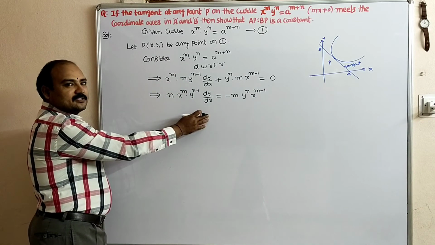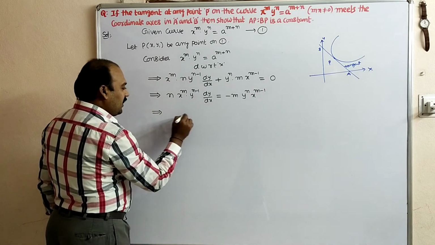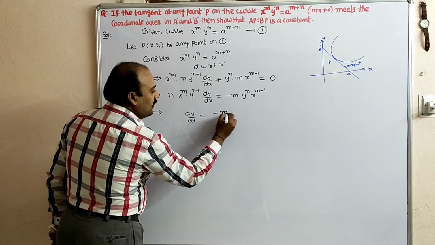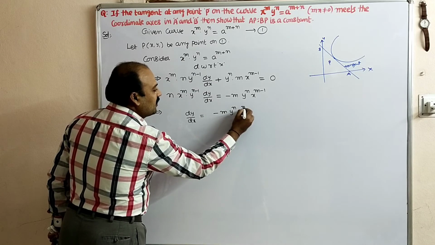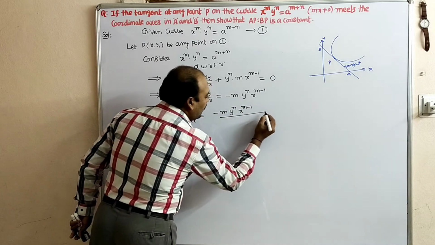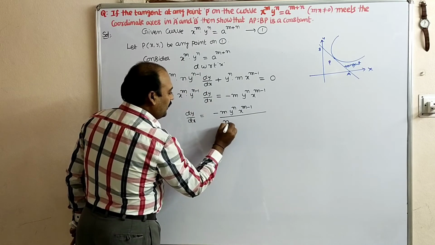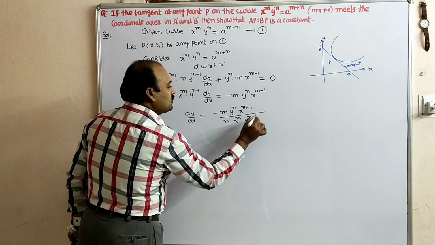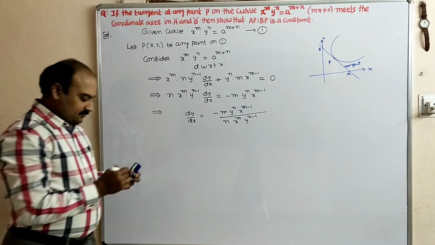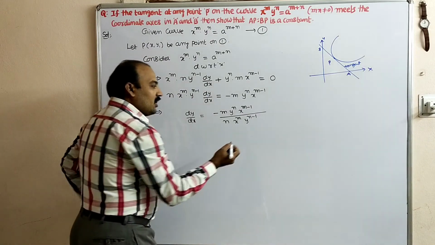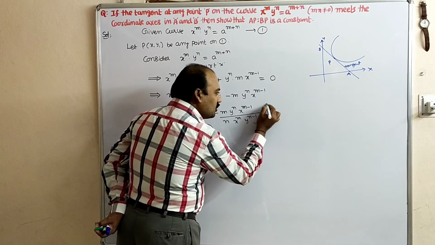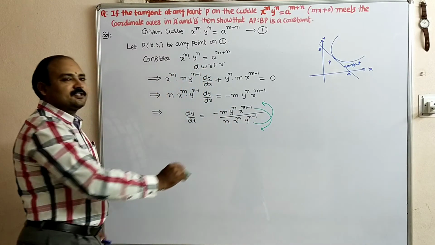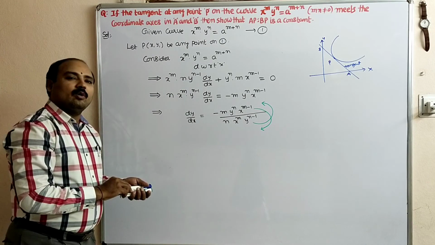But I want only dy by dx now. So dy by dx is equal to minus m into y power n into x power m minus 1, whole divided by n into x power m y power n minus 1. In this step, observe carefully, y power n minus 1 I am taking into the numerator and x power m minus 1 I am taking into the denominator. This is the turning step. We have to write it like this, then only it will be easy.